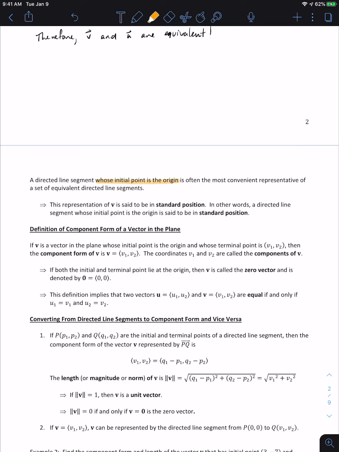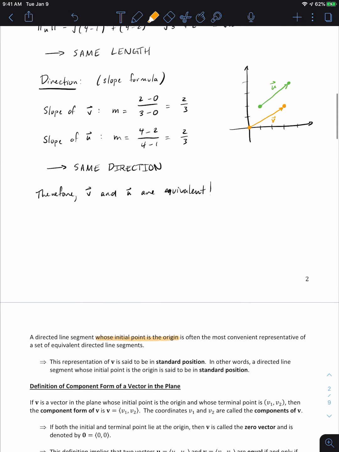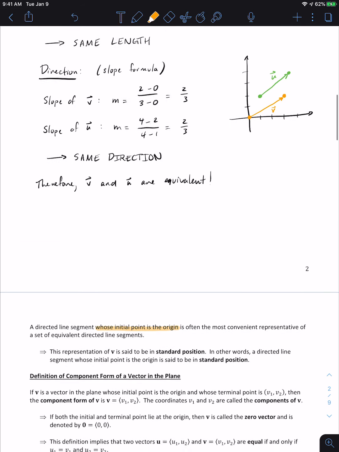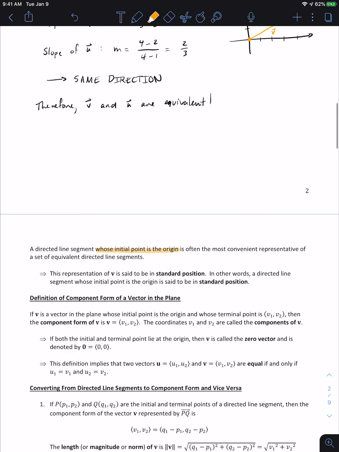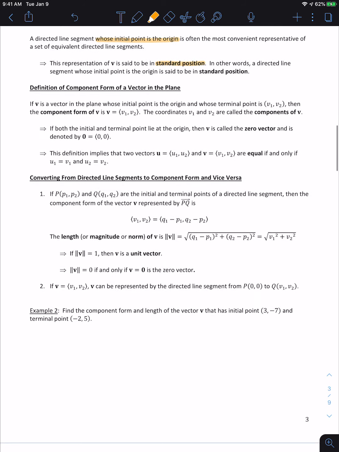So remember, a vector in general is a collection of all equivalent directed line segments, and so we choose one representative from them. Typically with vectors, we choose the one that has the initial point at the origin. So for example, we would choose V as our representative of these two equivalent directed line segments. So this representation of V is said to be in standard position. Anytime we have a vector that has its initial point at the origin, it's said to be in standard position.